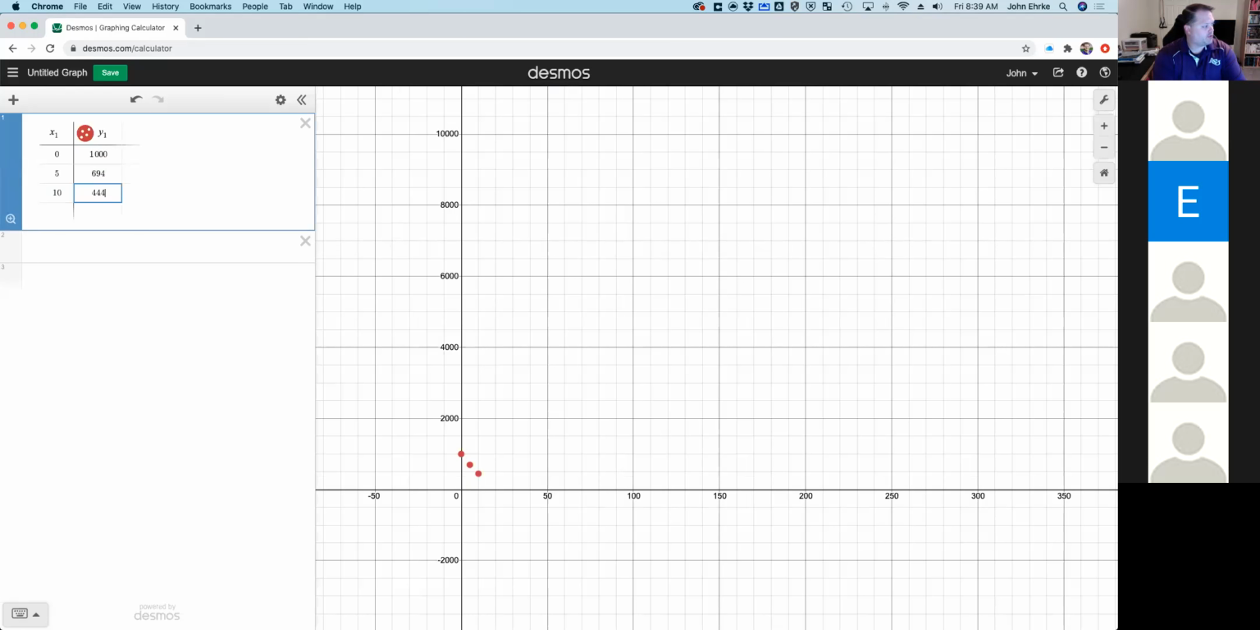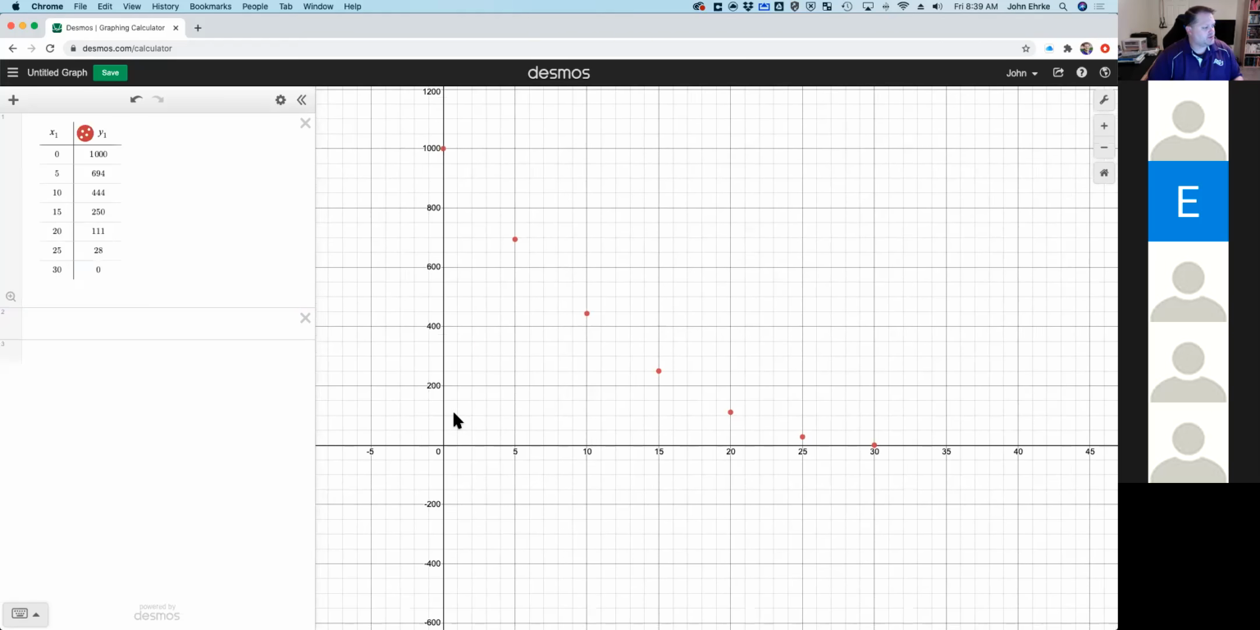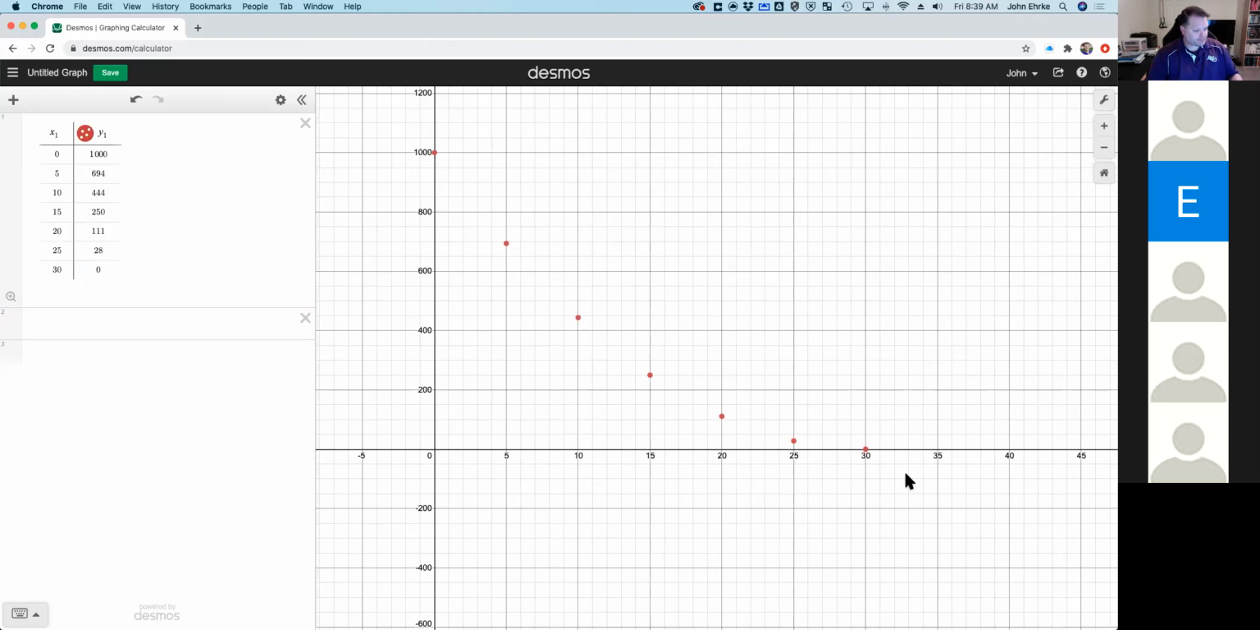Another 5 minutes, 444. 250, 111, 28, and then we're out after 30 minutes. So let me zoom in on this. You can see we have the data points here.